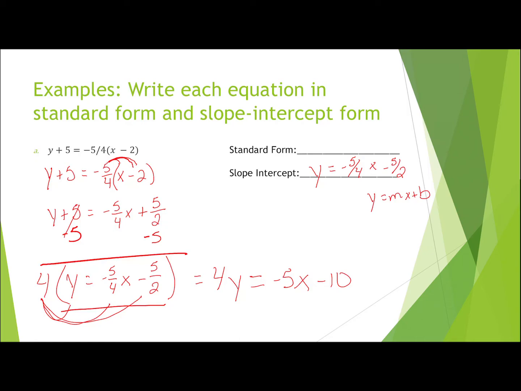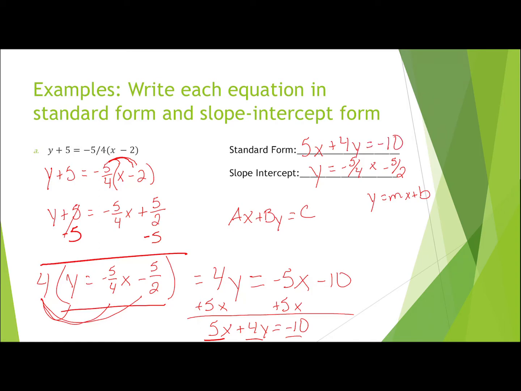So then, remember, standard form is ax plus by equals c, so we need our x and y on the same side, so I'm going to add this 5x over. So I have 5x plus 4y equals negative 10. Have my ax, my by, and my c, so that would be our standard form. 5x plus 4y equals negative 10. Those are our two answers.